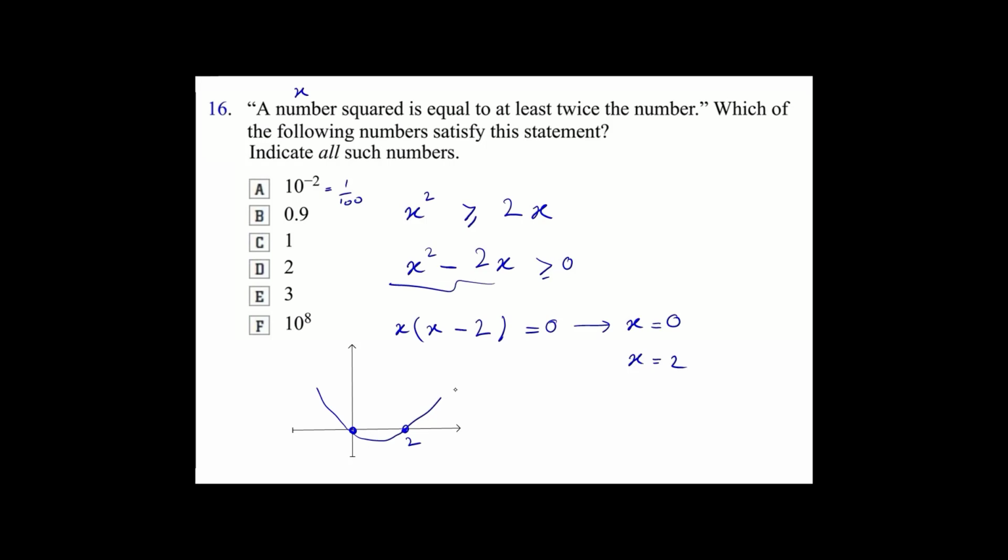So the value of this function, x² minus 2x, when x is more than 2, is positive. So this is not the answer. This is less than 1. It is in here. The value is negative. 1 also. But for 2, the value is more than or equal to 0, so this is the answer. What about 3? 3 is in here. The value is positive, so it's the answer. 10 to the 8 is far, in the right hand side, very far away, so its value also goes to infinity, to a very big number, so it is positive. So the answers are D, E, and F.